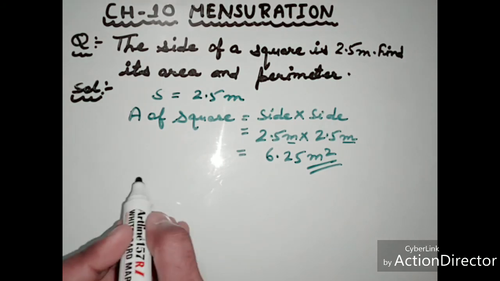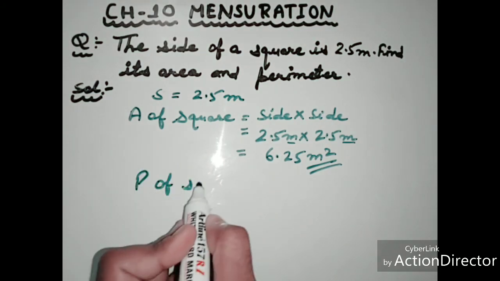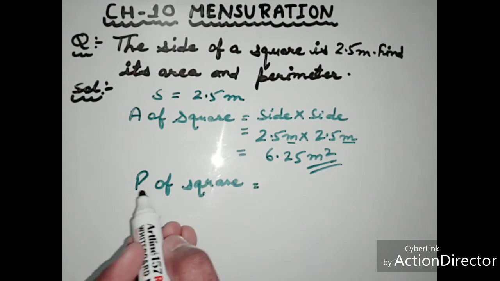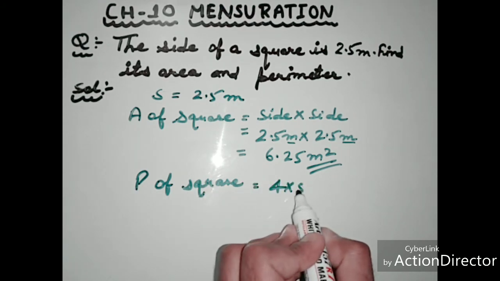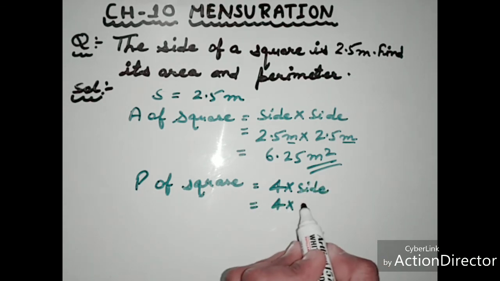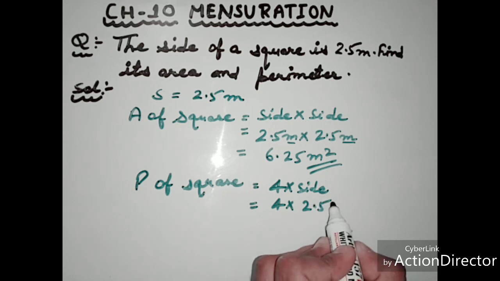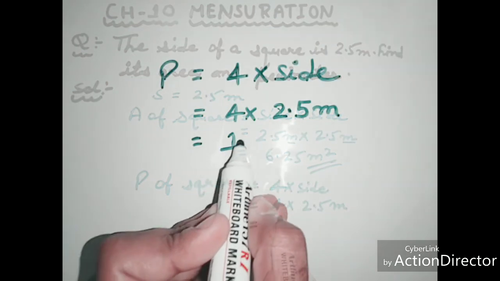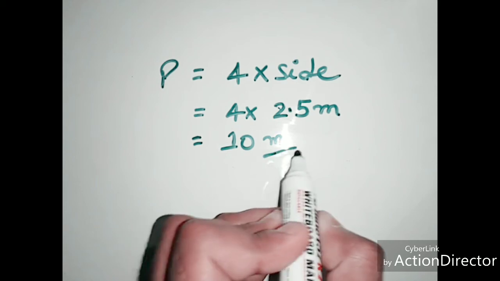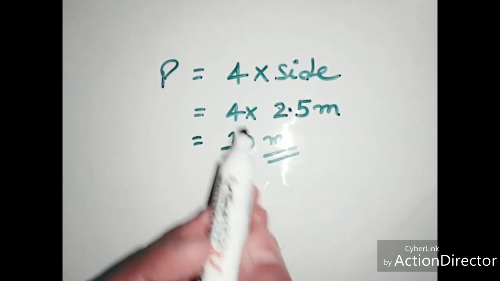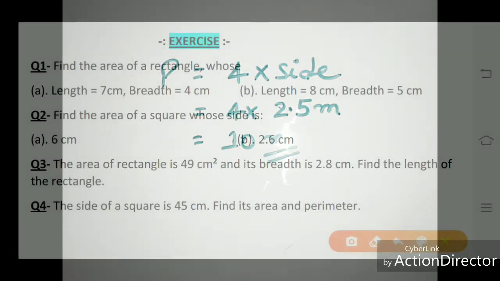Now we find the perimeter of the square. So the formula of perimeter of a square is 4 into side. Now I put the value of side: 4 into 2.5 meter. So when you multiply 4 into 2.5 we get 10 meter. So the perimeter of the square is 10 meter.